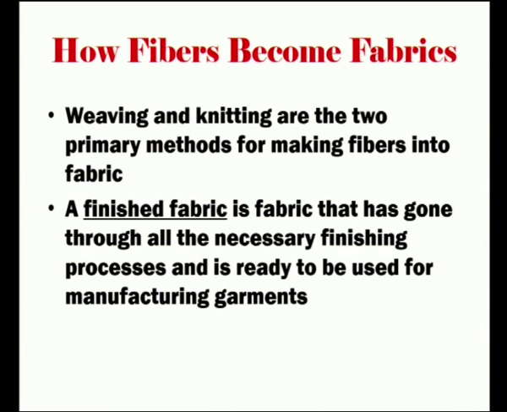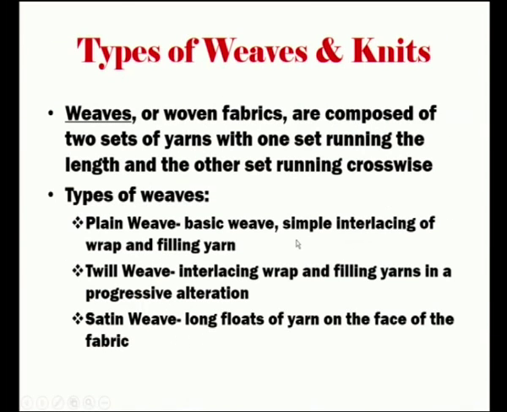How do fibers become a fabric? Weaving and knitting are the two primary methods for making fibers into fabric. So, these two are very, very important methods, weaving and knitting. A finished fabric is fabric that has gone through all the necessary finishing processes and is ready to be used for manufacturing garments. So, finished fabric means it has undergone all kinds of processes and finally is ready to use.